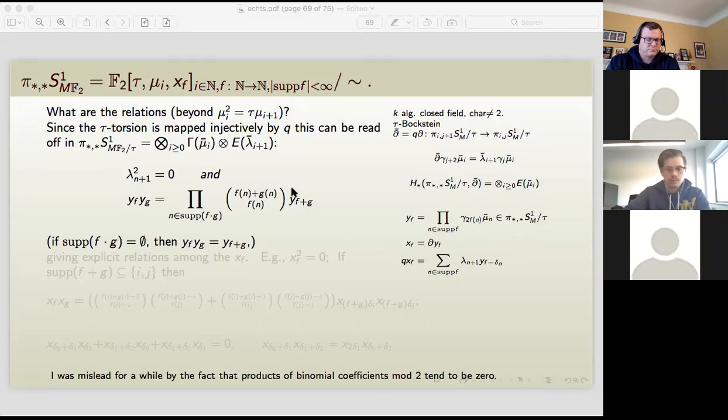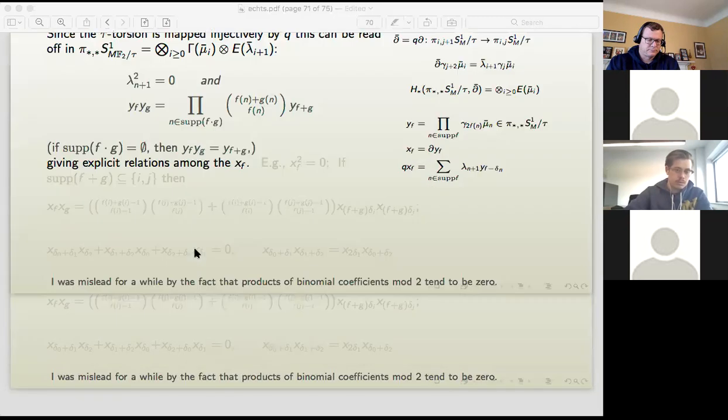This is the only thing that's going to happen, except for the fact that we're going to have a number in front of it, and this is the number that we're going to have in front of it. And in particular, the support of the product is the intersection of the supports. So if the supports do not intersect, then the multiplication of yf and yg is simply going to be y f plus g. So that gives us explicit relations among the xf's.